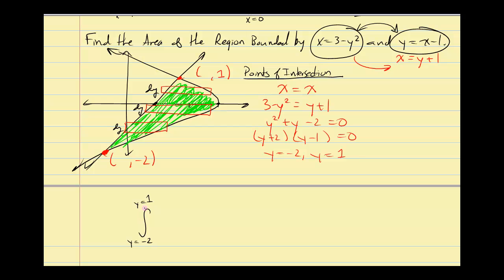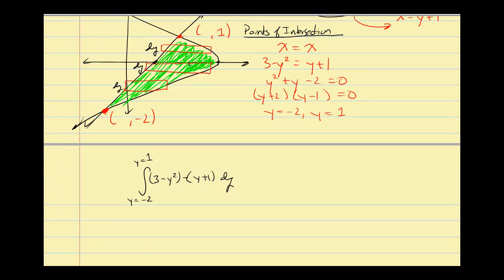And instead of upper minus lower for horizontal rectangles, I take right minus left. So my right function is the parabola, and my left function, now this is where I need to be careful, I don't want to put x minus 1 in here, I want to put y plus 1 because the incremental width of each rectangle is in terms of y, and I can't mix my variables. Rewriting this, I get y equals negative 2 to y equals 1. I end up with a negative y squared minus y. Here I'm going to have 3 minus 1 is 2 dy.